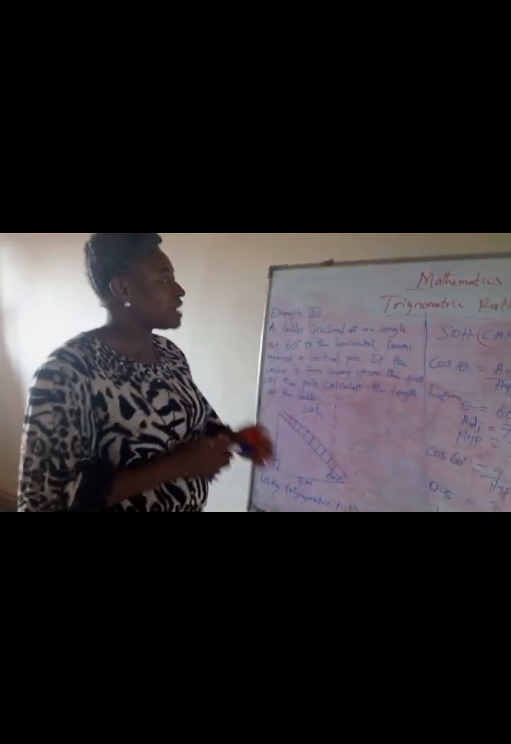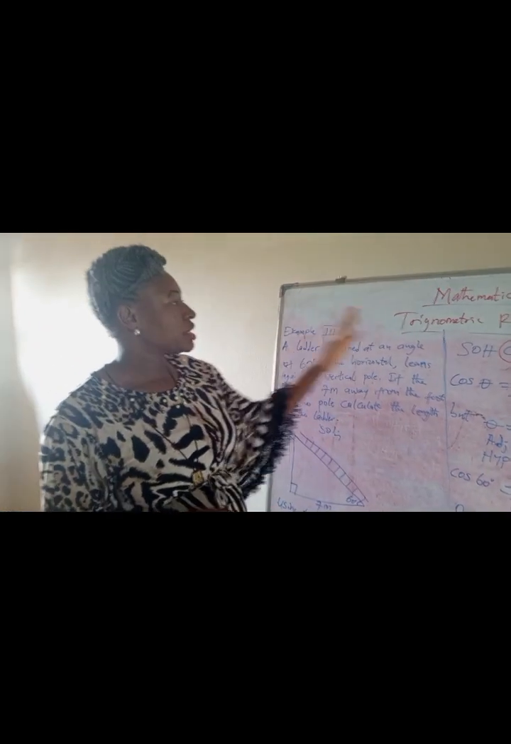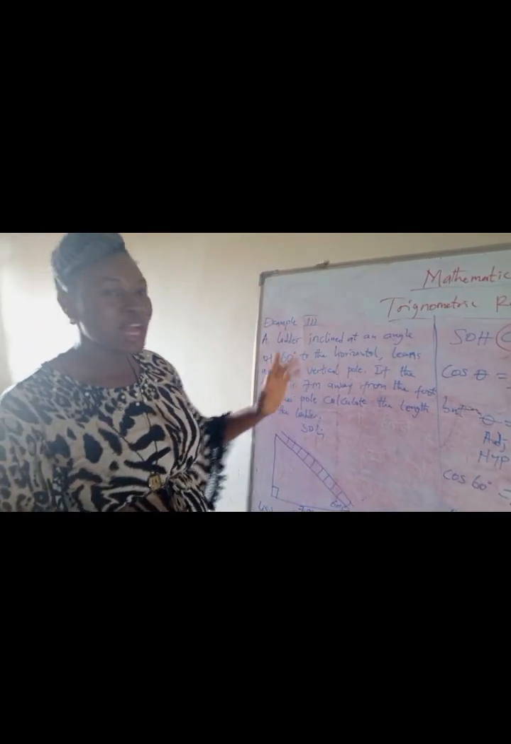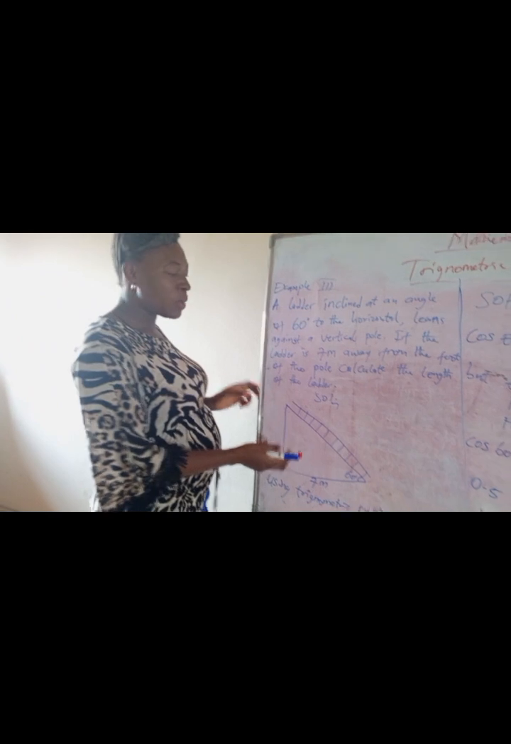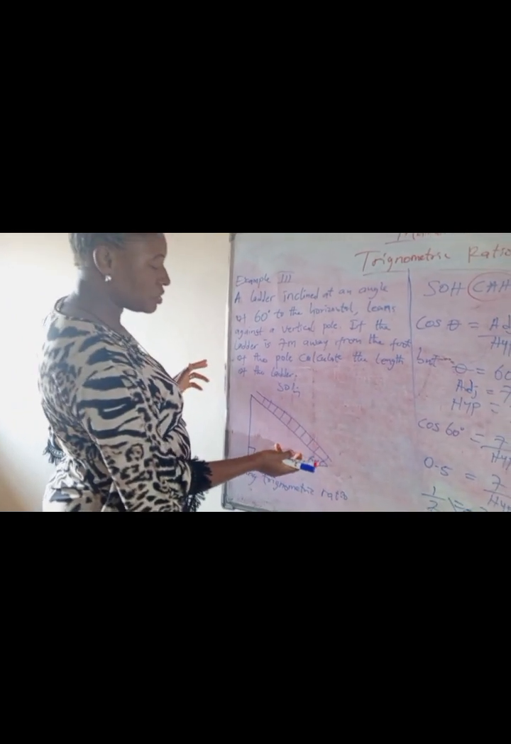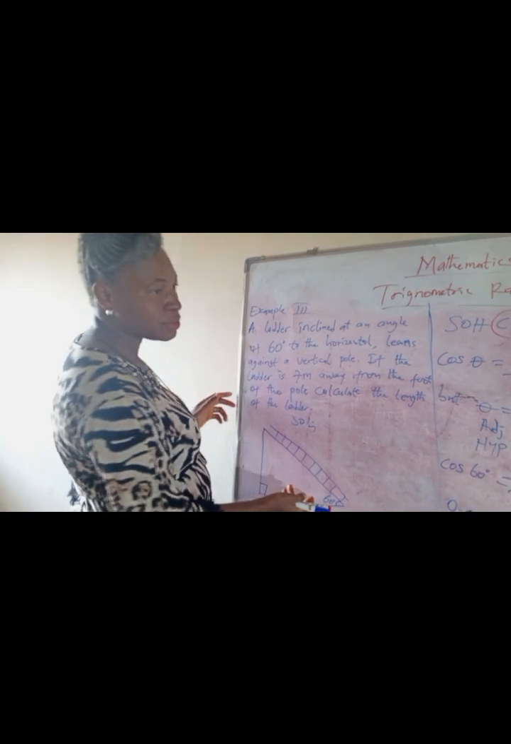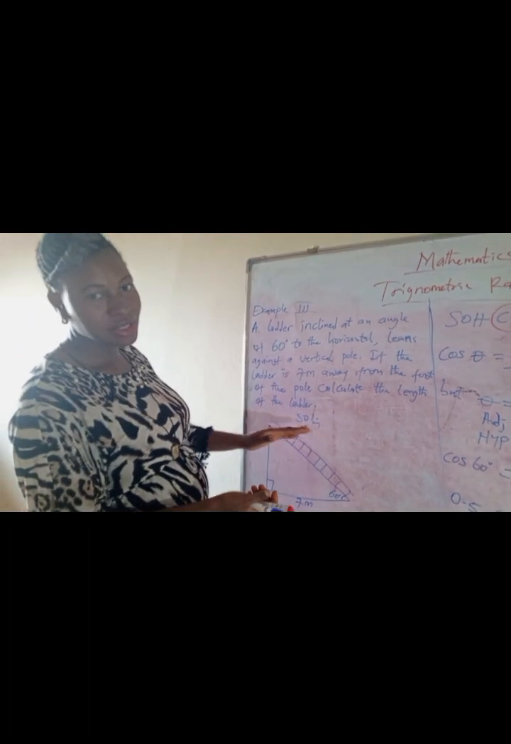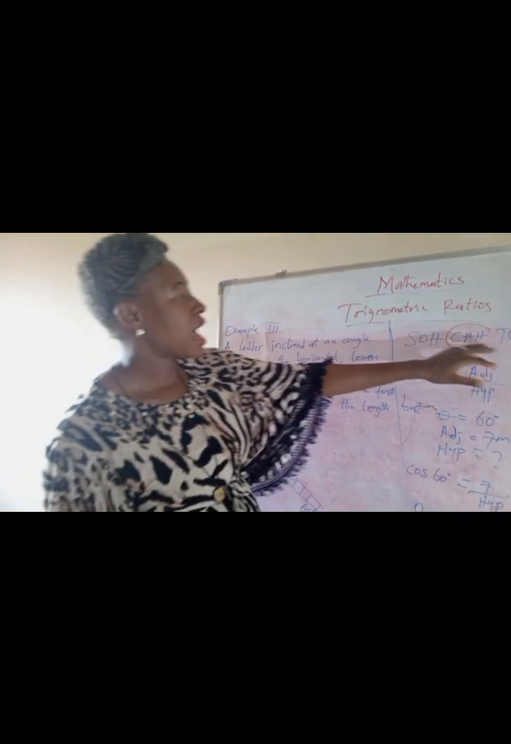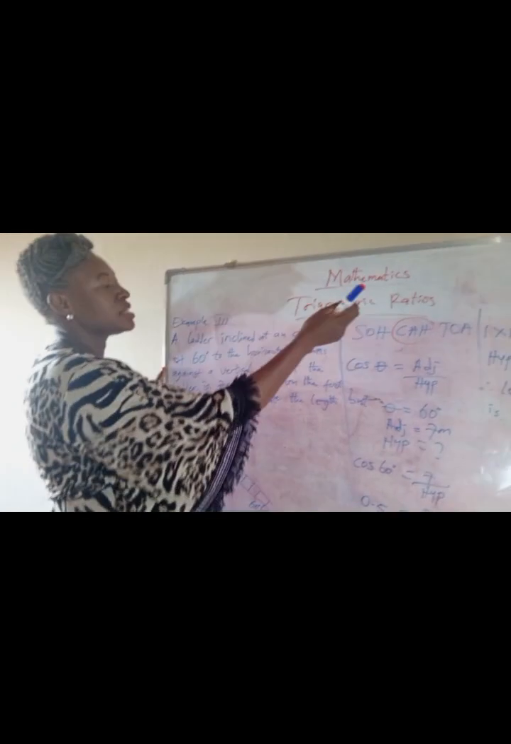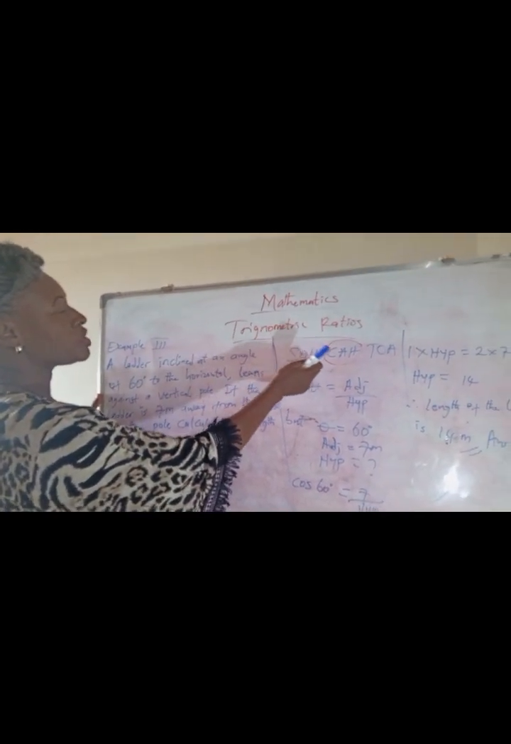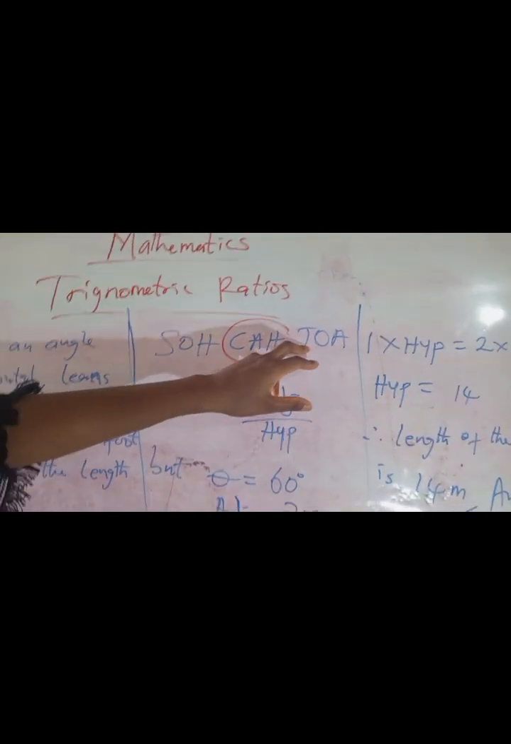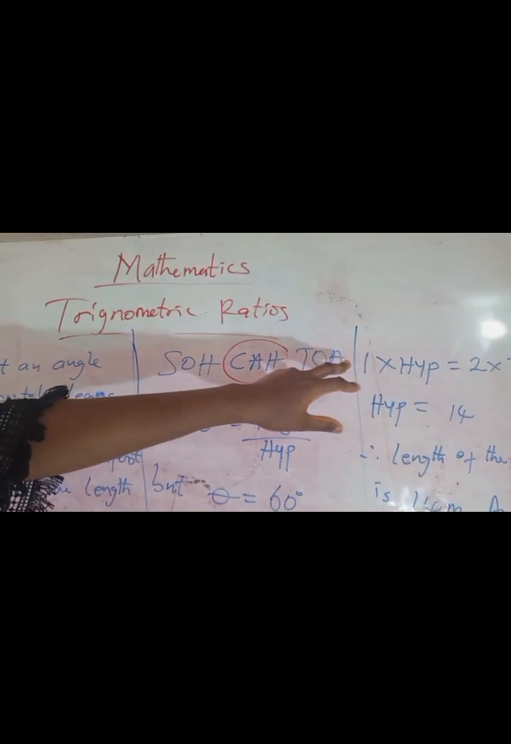So with this, I believe that any question that comes up on trigonometric ratios, you will be able to solve it. Remember that trigonometric ratios have to do with right angle triangles. So whenever you are given one side of a right angle triangle and one angle, then you have to use trigonometric ratio to find the other two sides. And that is our SOHCAHTOA. Remember that SO is sine theta is opposite over hypotenuse. CAH is cos theta is adjacent over hypotenuse. Then TOA means tan theta is opposite over adjacent.